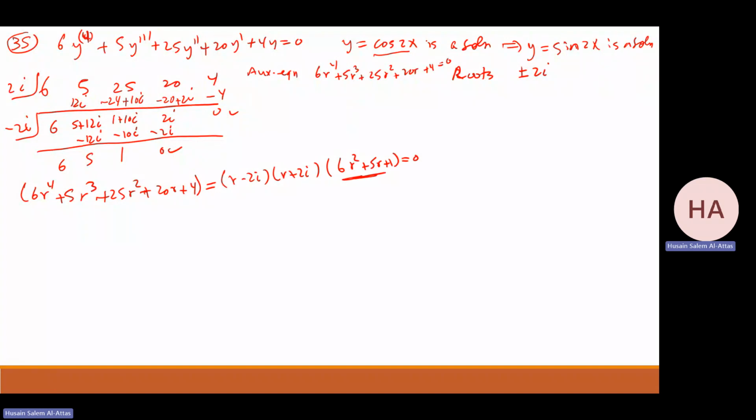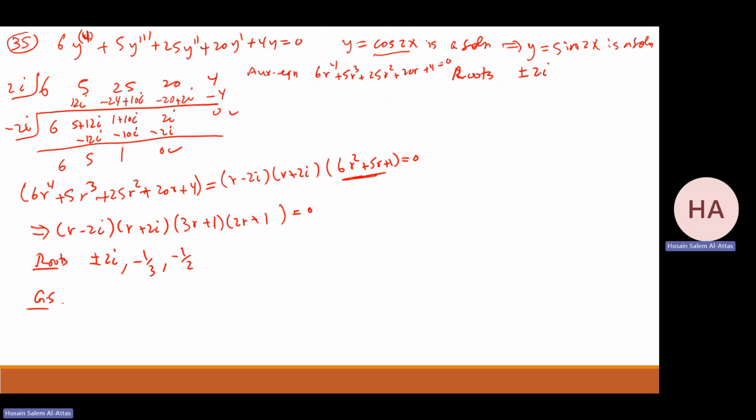And that is what? Can I factor it? Yes, I can factor it. So I have r minus 2i, r plus 2i times what? 3r and 2r, plus 1 times 1. Yeah, 2r plus 3r, 5r. Yes. So the roots are plus or minus 2i, minus 1 over 3, minus half.